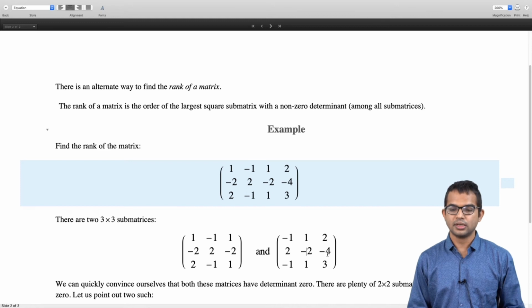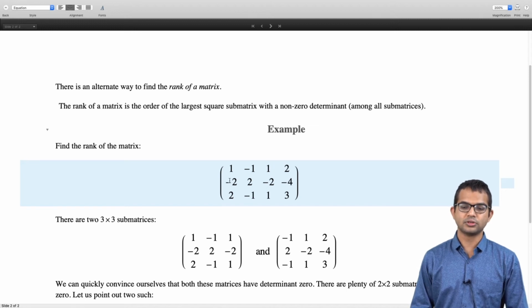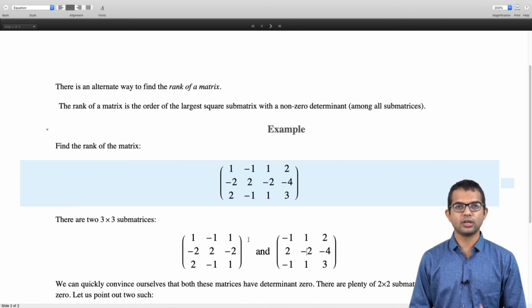There was a minus sign which was missing. I had thought that I had arranged these two rows in such a way that the second row is a multiple of the first row. Given that this is the matrix I'm interested in, you can quickly see that both these determinants are 0. So then I go to one order lower.